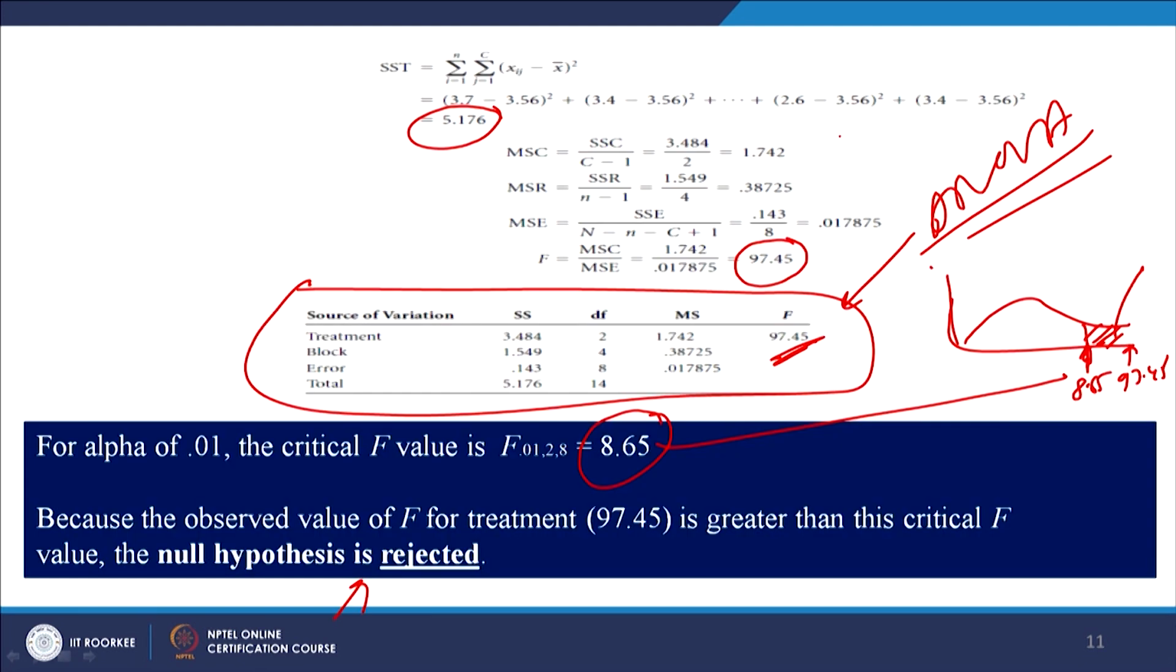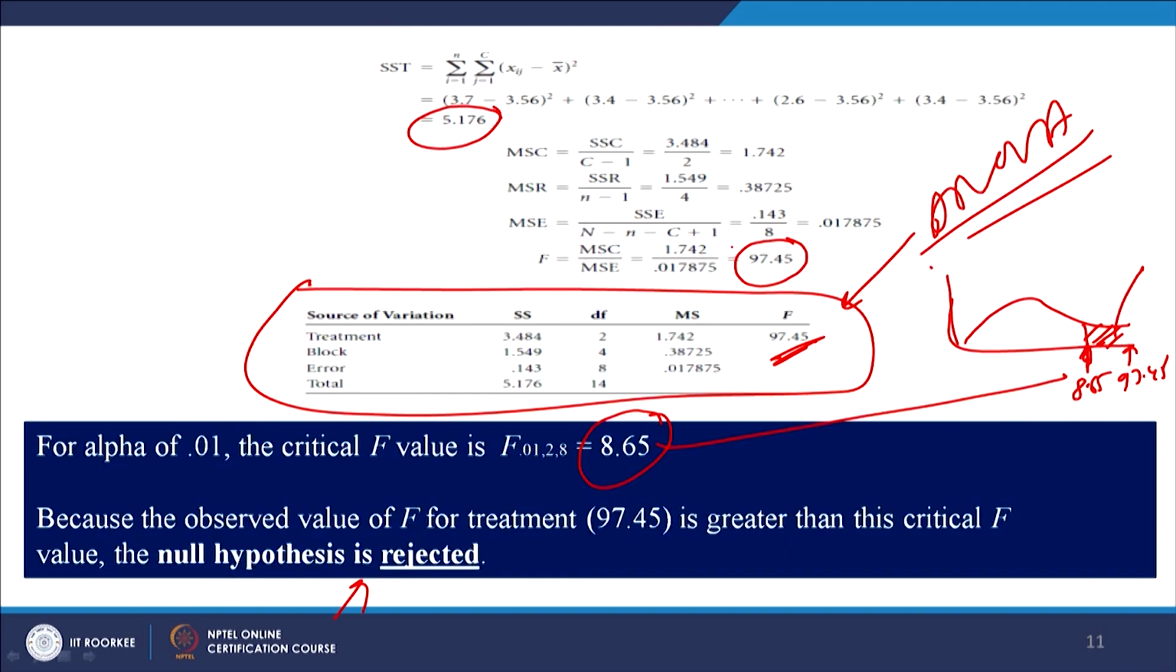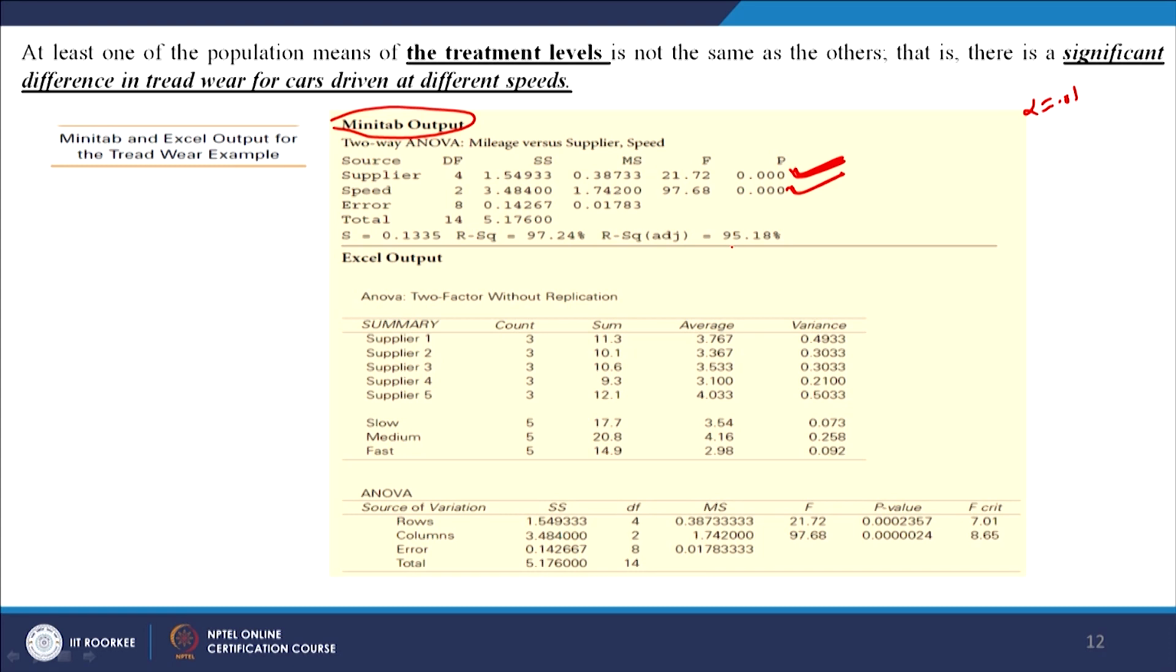We will go back to our question. So, the mean, these means they are also significantly different, that is why you are getting 2 p values or 2 f values in ANOVA table, right. Just see these 2 f values. Okay. So, we will say that there is a significant difference in tread wear as far as speeds are concerned and as far as the suppliers are concerned, right.